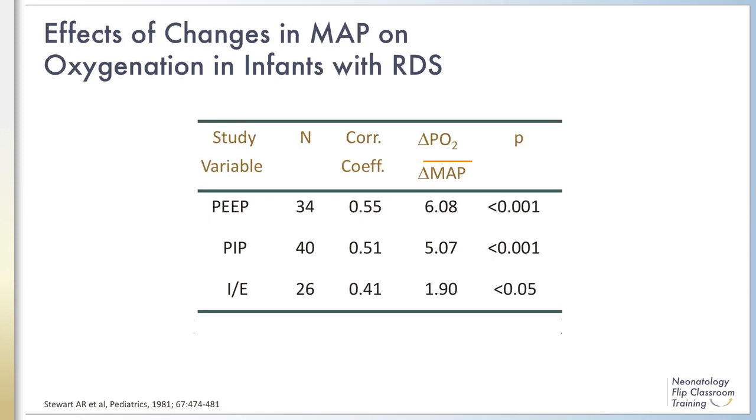In a study of premature infants with an N of 20, mean airway pressures were changed by either increasing the PEEP, increasing the PIP, or increasing the I to E ratio. All maneuvers that increased the mean airway pressure increased the arterial PO2, but increasing the PEEP was the most efficient and in other studies was the safest way to improve lung function.